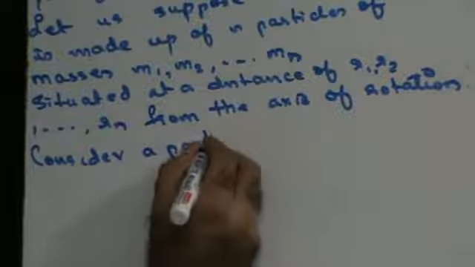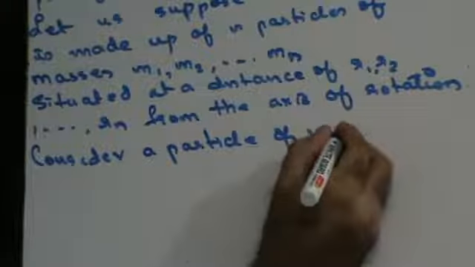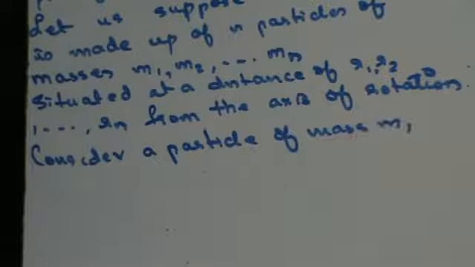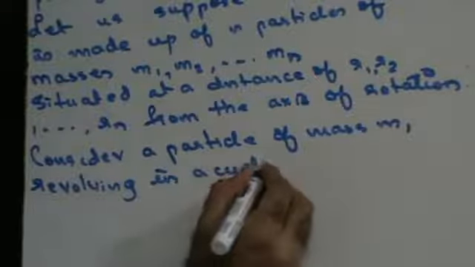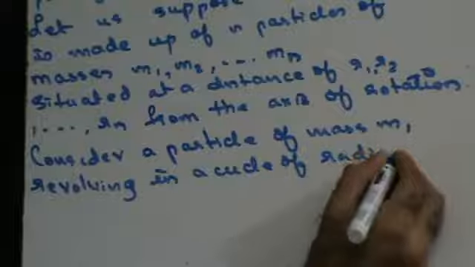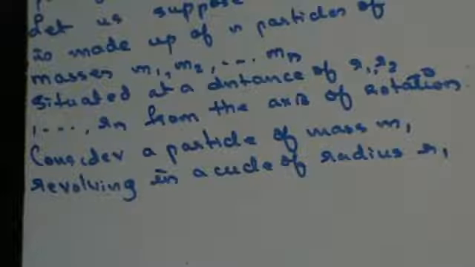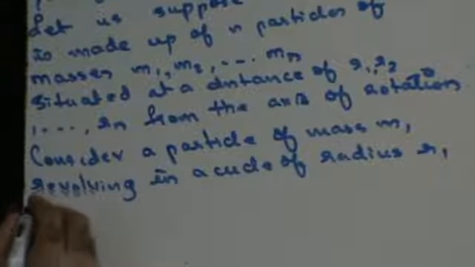So let us consider a particle of mass m1. Now, as the body is rotating, that particular particle will be moving in a circle, right? Revolving in a circle of radius r1. Now let's assume that the linear velocity of the particle is v1.